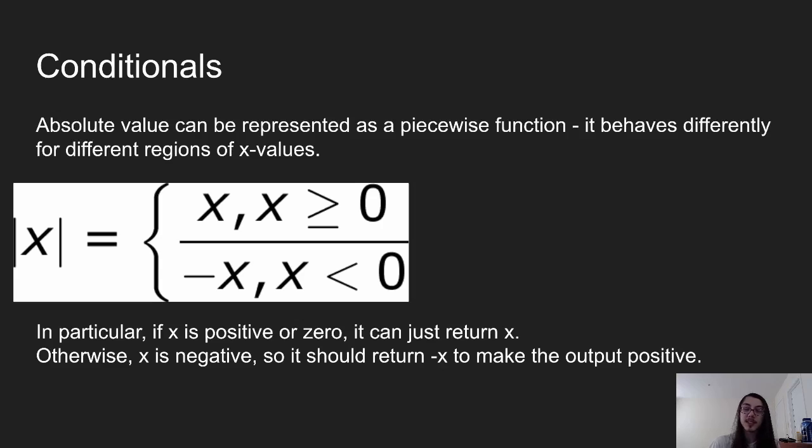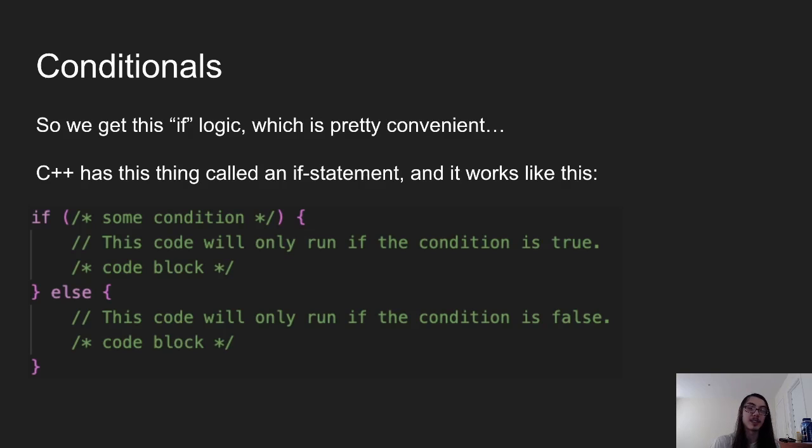And this is pretty convenient because C++ has this thing called an if statement. It's structured like this. If something, or some condition, do something, and else, if that condition is false, do something else. So let's fill in the blanks for our absolute value.